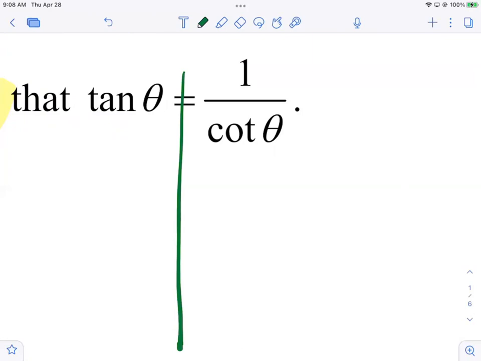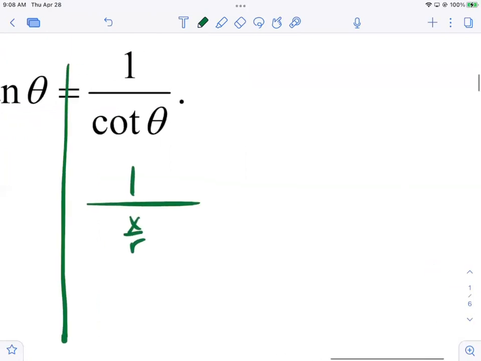So what we're going to do is replace cotangent of theta with its definition in terms of x, y, and r. What is cotangent in terms of x, y, and r? X over r. Now, in geometry, you would write the reason off to the side. Let's go ahead and write the reasons. This is the definition of cotangent of theta.